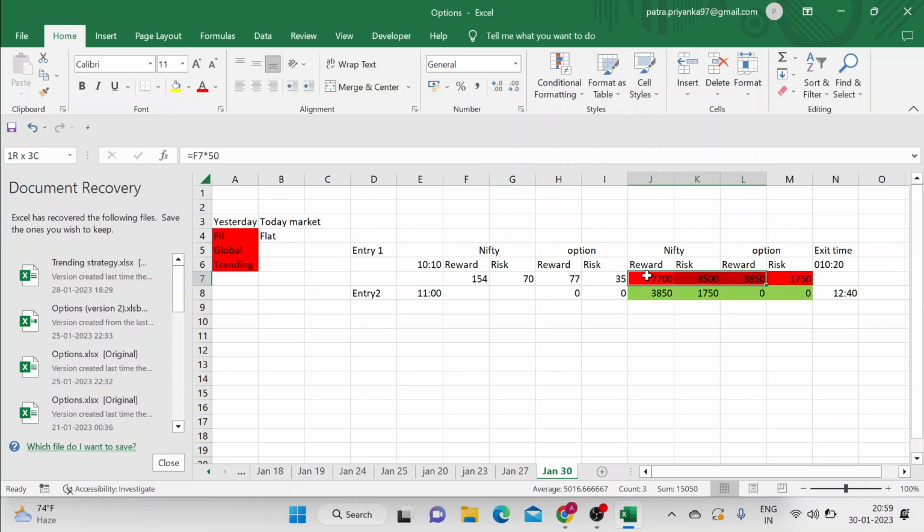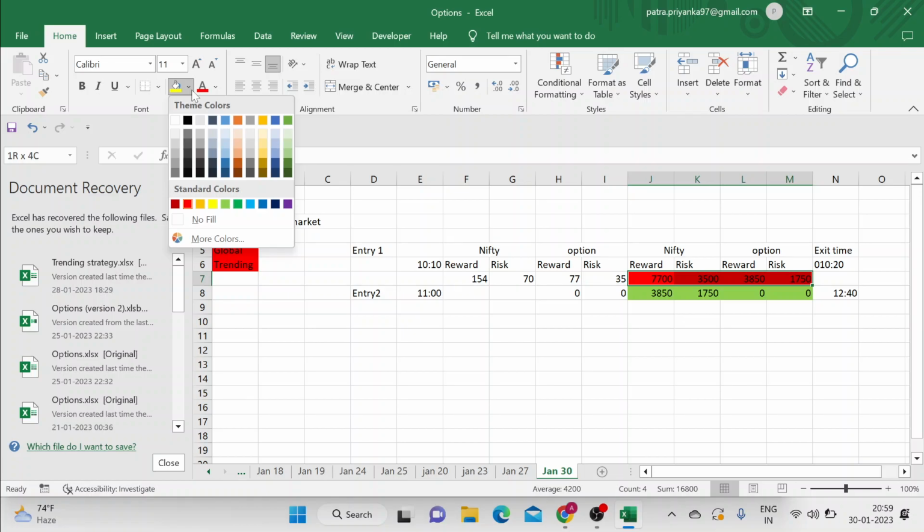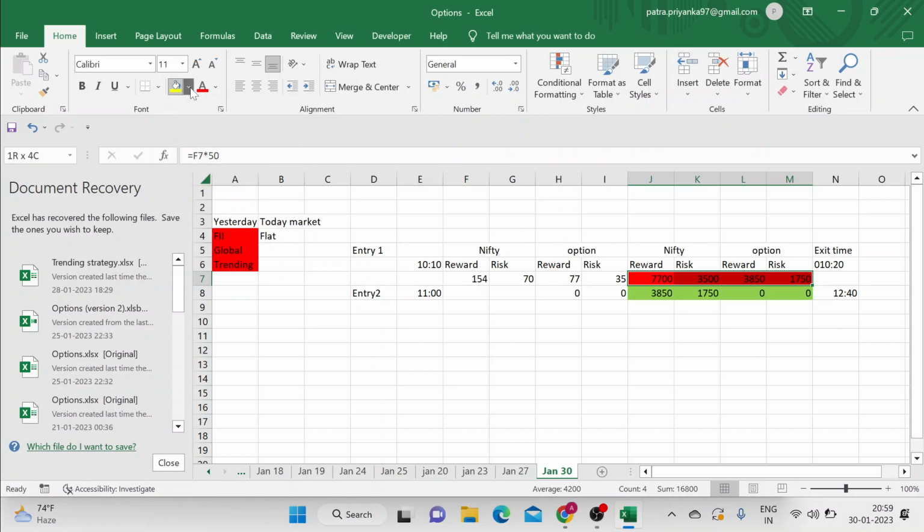That's what we are supposed to get in every trade, and this is a successful trade. So I will just make it green. Okay, this is a trade I have not taken.